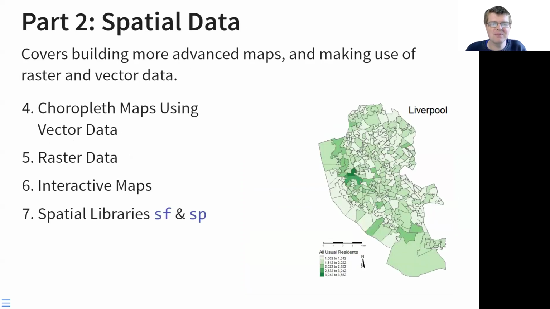Part 2, we build on this with some more advanced maps, making use of some of the TMap library and raster and vector data. So we talk about how we do choropleth maps using vector data, how we map raster data, a little bit on interactive maps, and then also I give a bit of background to the different types of spatial libraries that we have, so SF and SP.